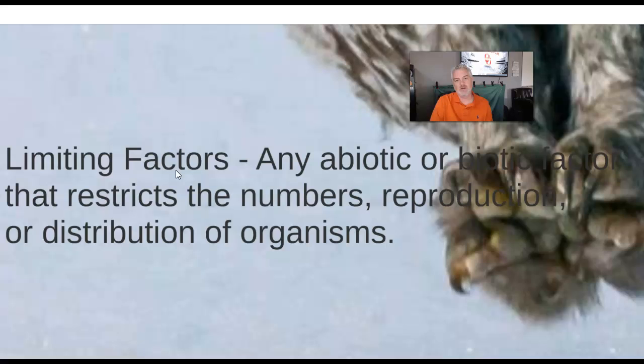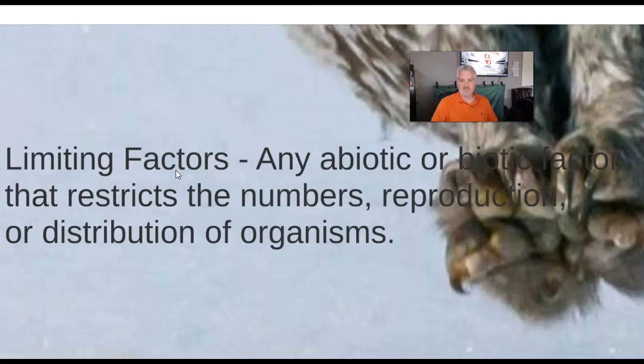We continued our thoughts on ecosystem ecology, and today we talked about a number of things that really run together quite a bit. They kind of overlap, and this idea of a limiting factor. So any abiotic, remember, which is non-living, or biotic, living factors that restrict the numbers, reproduction, or distribution of organisms. That's what a limiting factor is.